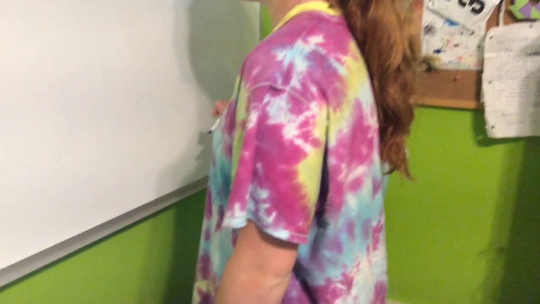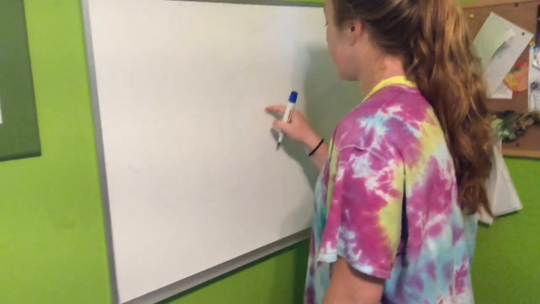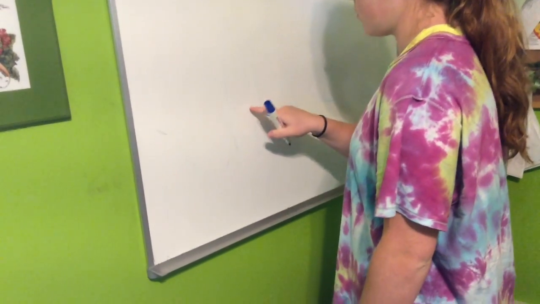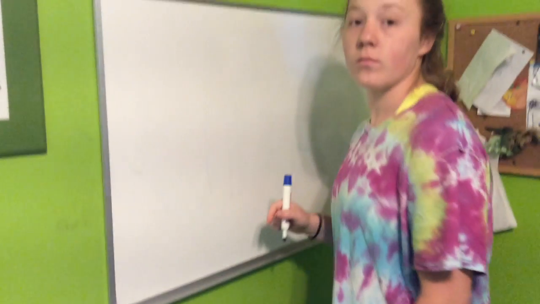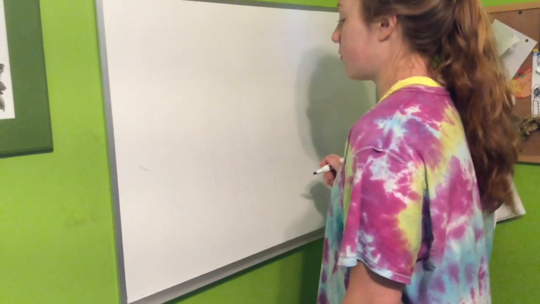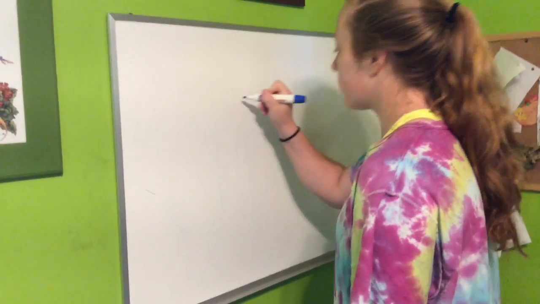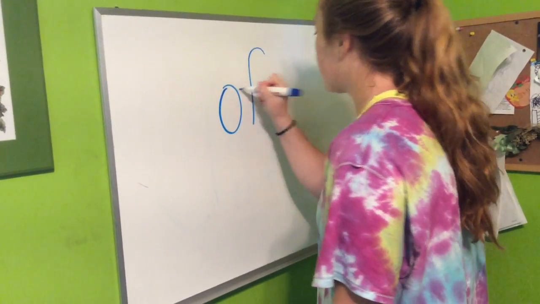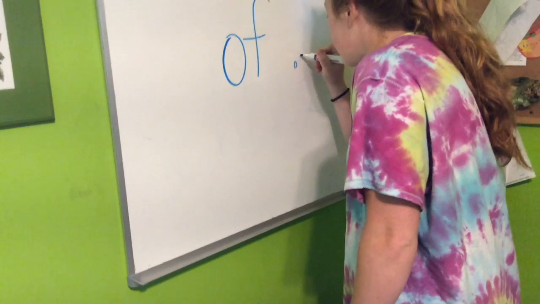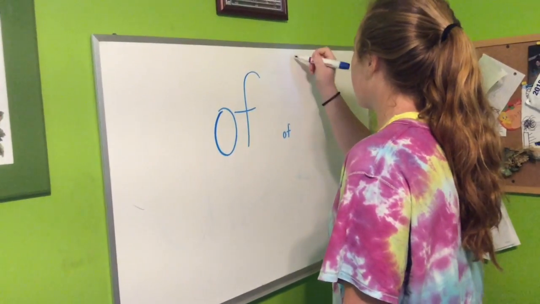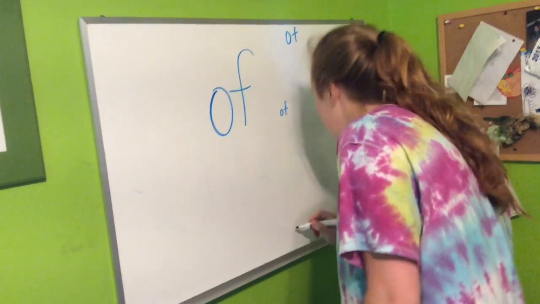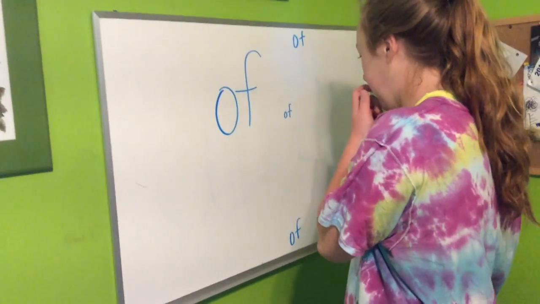All right, we are going to work on getting that word of spelled correctly in your brain. So, are you ready? I'm going to shout some directions at you. I want you to write it just the way I tell you to write it. Ready? On your mark, get set. Write it as big as you can. Write it as small as you can. Write it at the top of the board. Write it at the bottom of the board. Write it in all 4 corners.